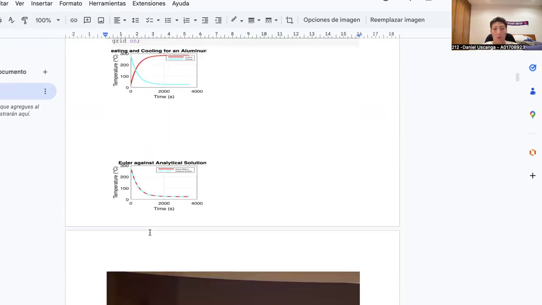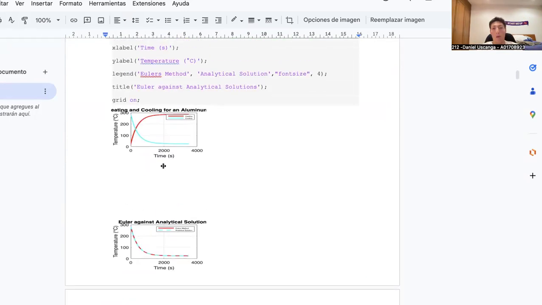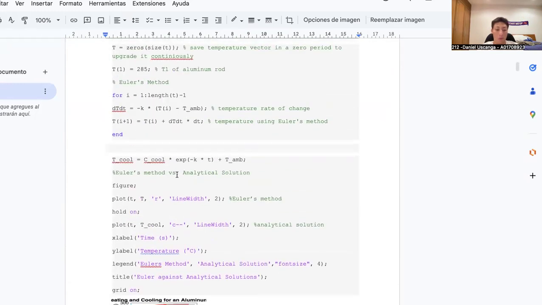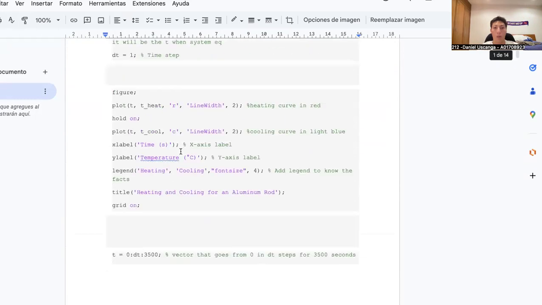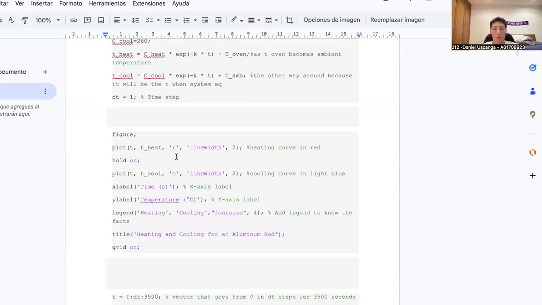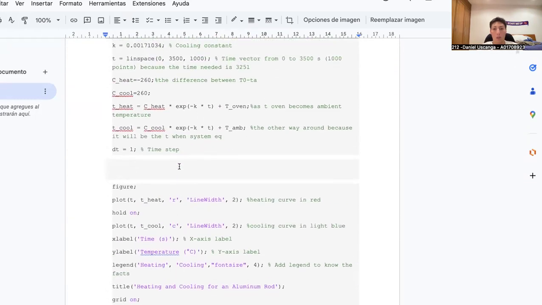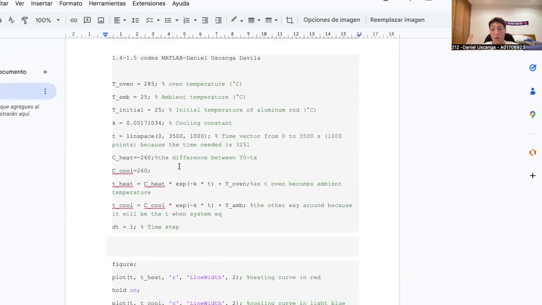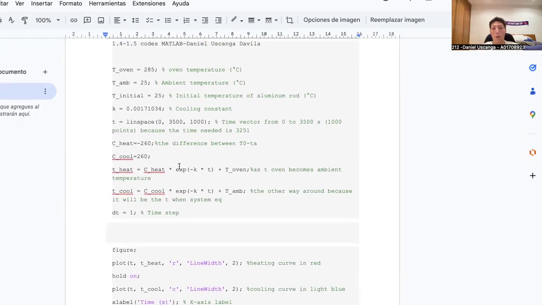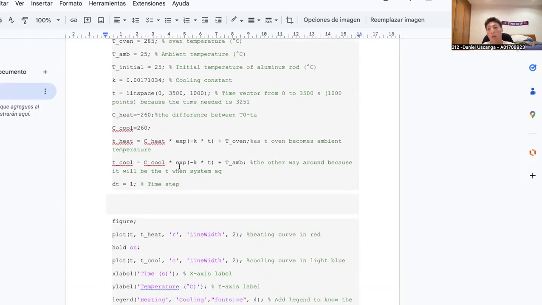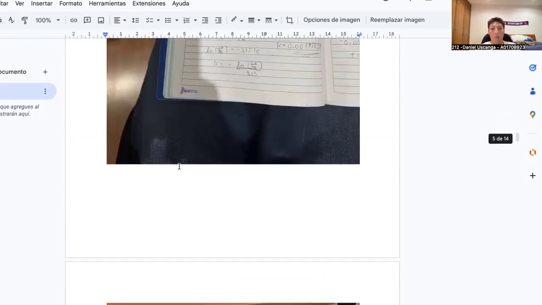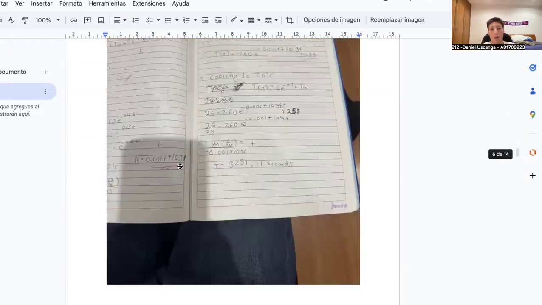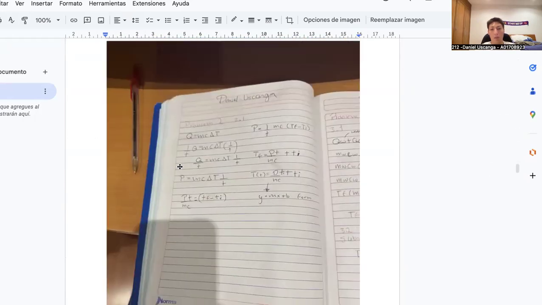We have here our Euler's method graph and our other method graph with the cooling constant we got. We did it in steps of one, saving the time in a zeros function to have constant updates. And then let me explain, back at it again, problem number two.